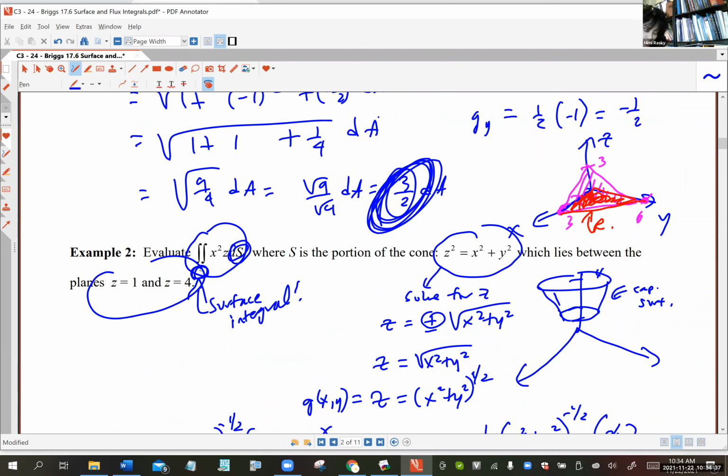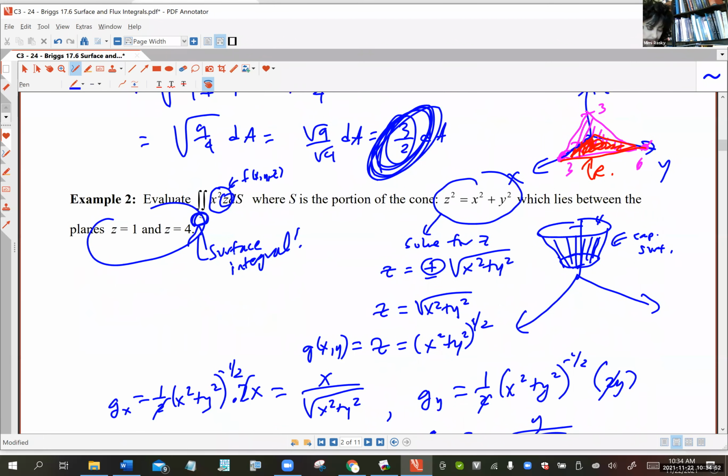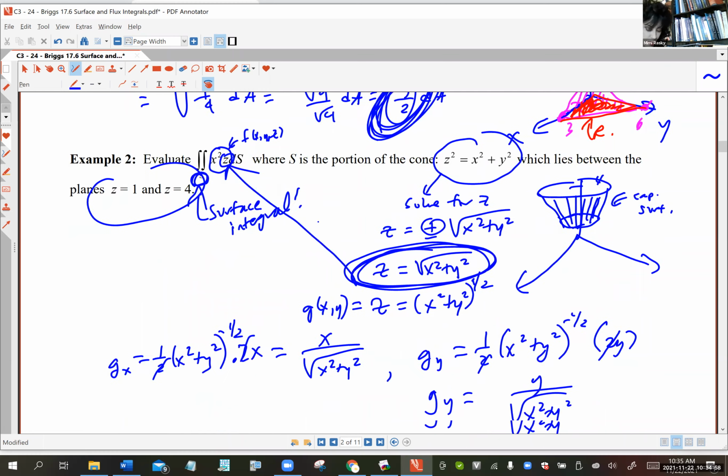But here's the problem. We got our capping surface, which is like a portion of this cone here. And they gave us a density function. This right here is the f(x, y, z). And notice it does have a z in it. So we're going to have to replace the z with what? This. We're going to have to replace. Okay. So what do we have so far?